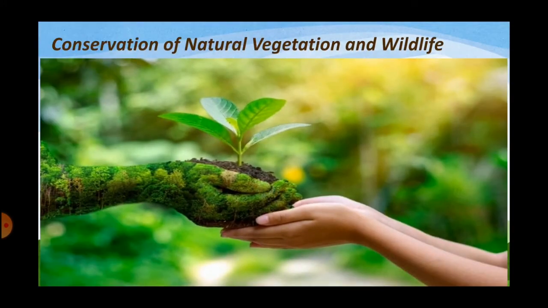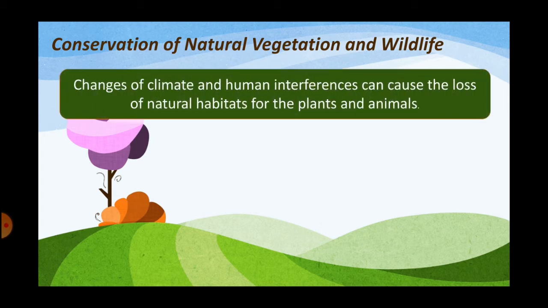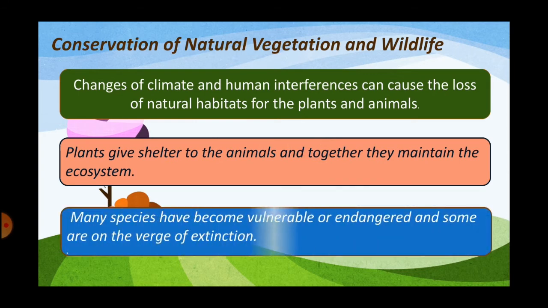Now let us know about the conservation of natural vegetation and wildlife. Forests are our wealth. Plants give shelter to the animals and together they maintain the ecosystem. Changes of climate and human interference can cause the loss of natural habitats for the plants and animals. Many species have become vulnerable or endangered, and some are on the verge of extinction as well.